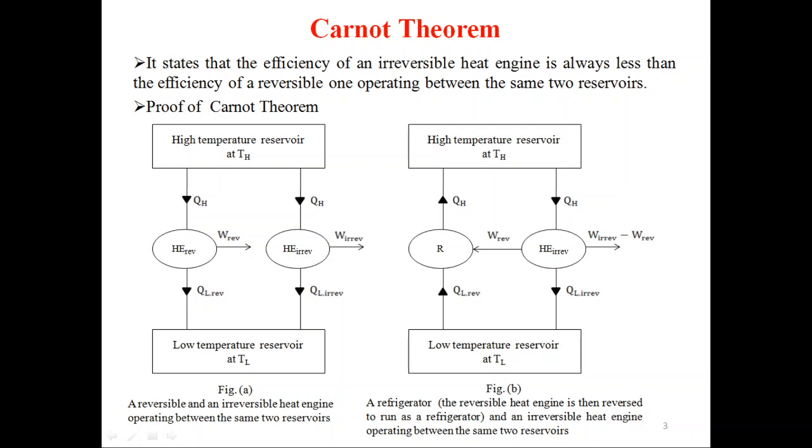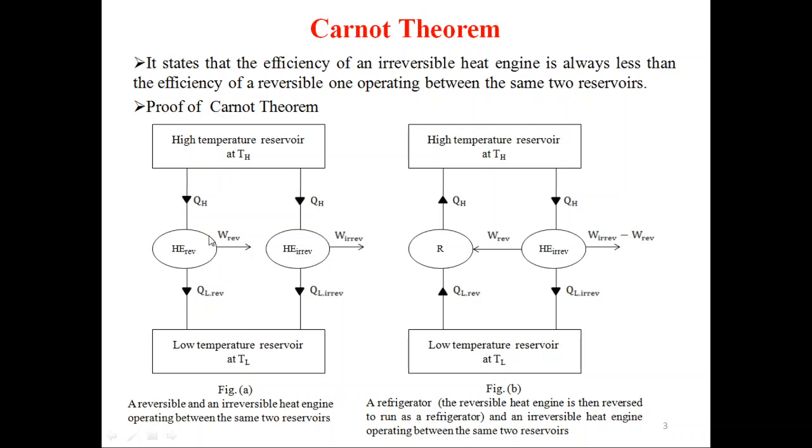Proof of Carnot theorem. You can see we are having two figures, figure A and figure B. Figure A is having a reversible heat engine, this one, and an irreversible heat engine, this one, operating between the same two reservoirs, that is high temperature reservoir at temperature Th, low temperature reservoir at temperature Tl.